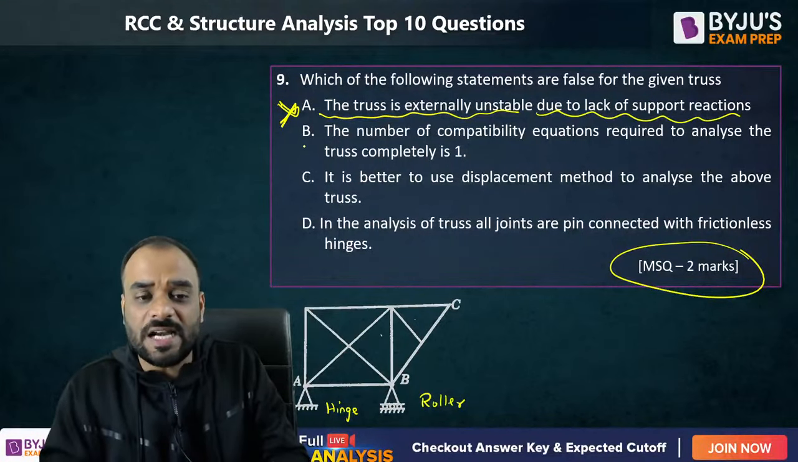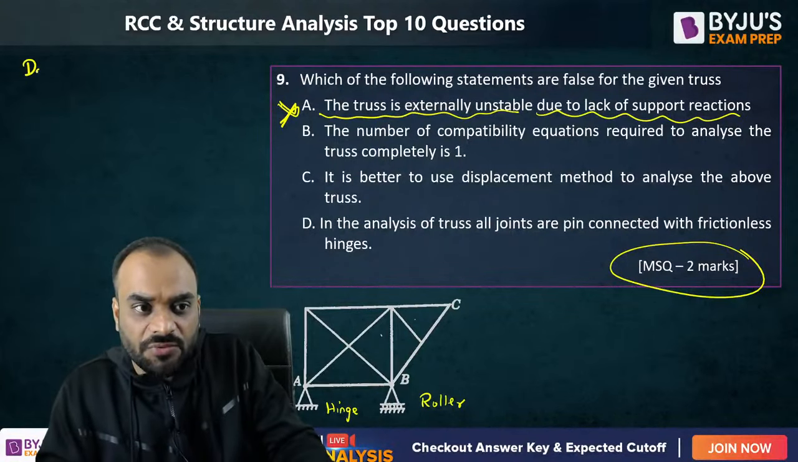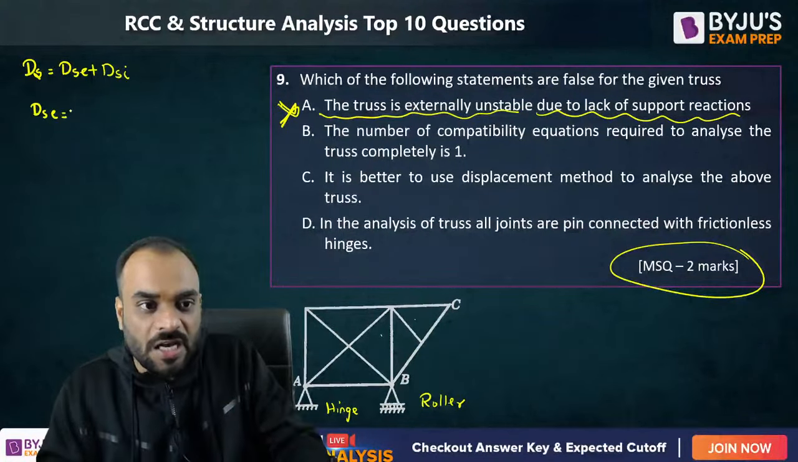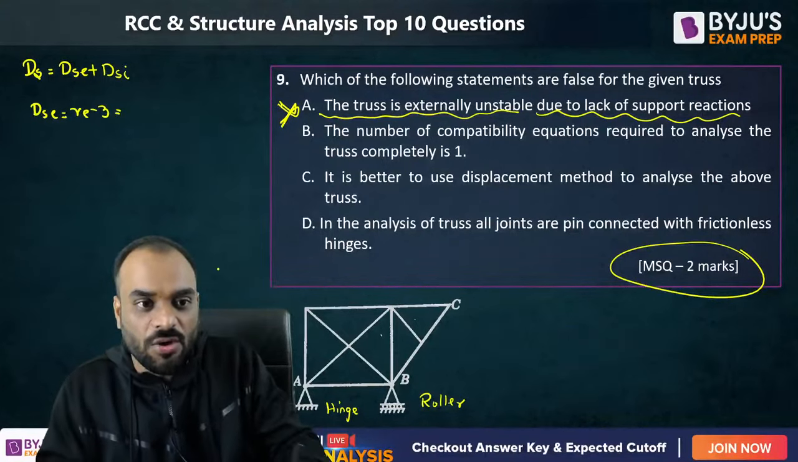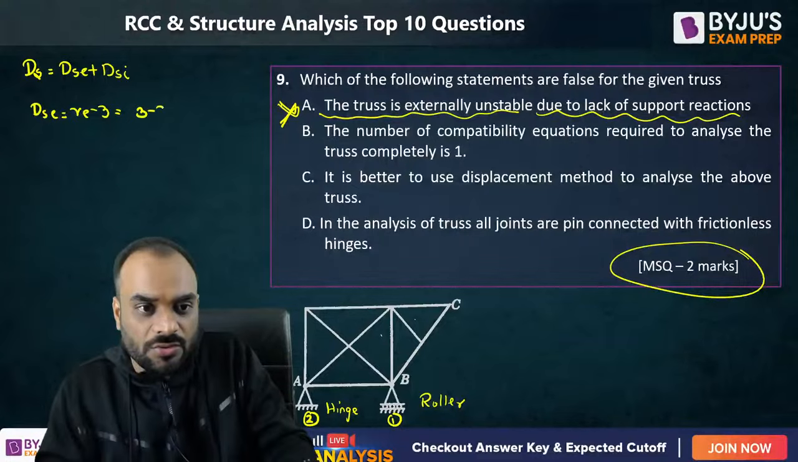Okay. Let's understand statement B. The number of compatibility equations required. So to find this, we need to find the value of DS. So DSE plus DSI. So DSE is how much? Re minus 3. What is the value of reactions? 2 and 1. So 3 minus 3, it is equal to 0.